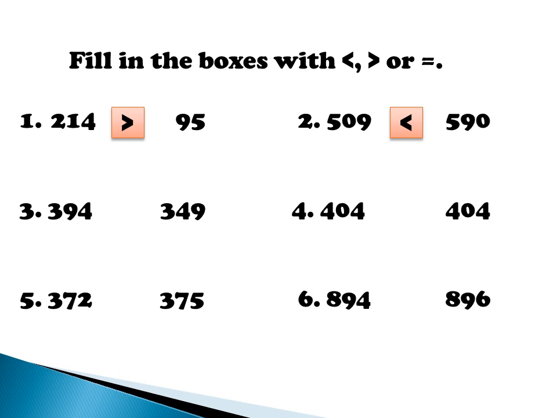First, the hundreds place. Yes, both the digits are the same, that is 3 in the hundreds place. So now let's see the tens place. 9 or 4? 9. So the number 394 is the greatest number. Now let's see the next one.